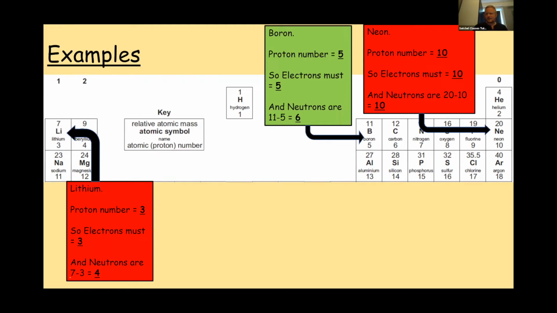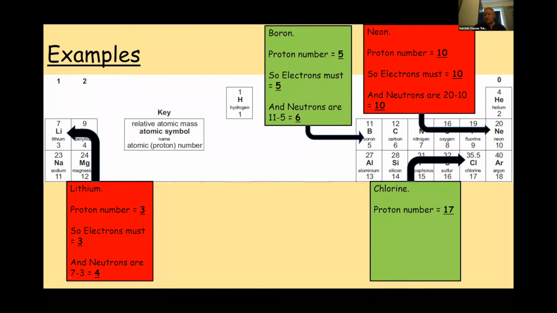Last example, and this one's a bit of a weird one, but it does happen sometimes. It will ask you about chlorine. As you can see, chlorine has a non-whole number mass, which can happen. This is due to something called isotopes, which we're not going to go into this lesson. But it doesn't matter if it's a non-whole number mass, you do exactly the same thing to work it out.